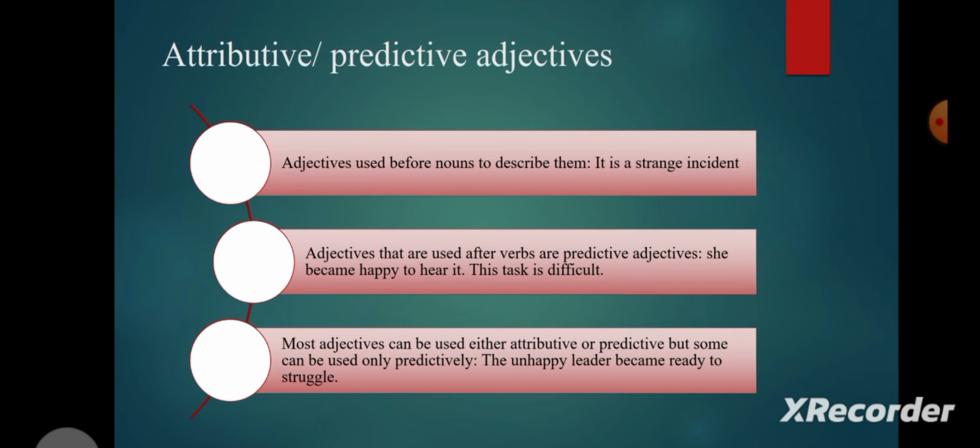Adjectives that are used after verbs like be, get, become are called predicative adjectives. They are used predicatively. For example, she became happy to hear it. The weather is getting worse. That task is difficult. Most adjectives can be used attributively and predicatively, but some can be used only predicatively. For example, the unhappy leader became ready to struggle. They are ready to start, or he has got well.